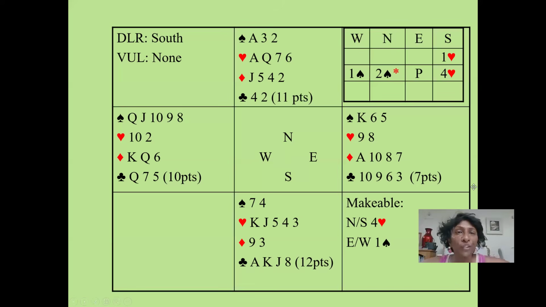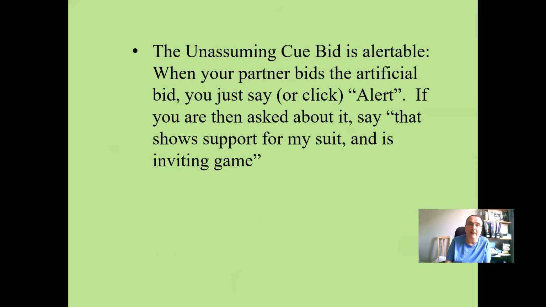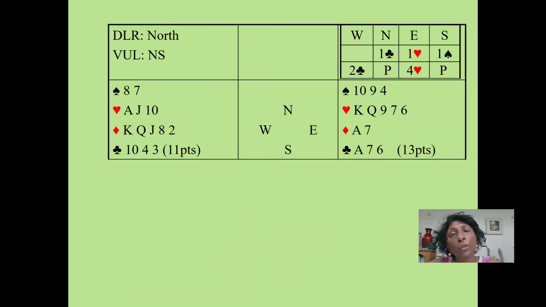Sorry, Tony, I've got a question. Yes, Grace. Hi. If you were to have only 2-card support, but 11 points or enough points to invite game, you can't really use the unassuming cue bid, can you? Not really. So in that case, what would you do? Well, you'd have to find another bid, right?